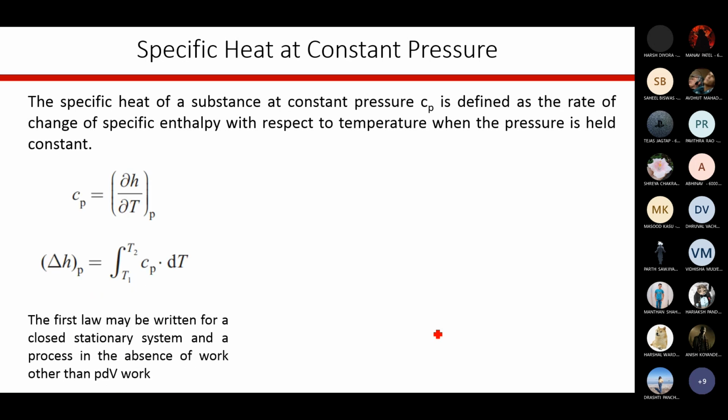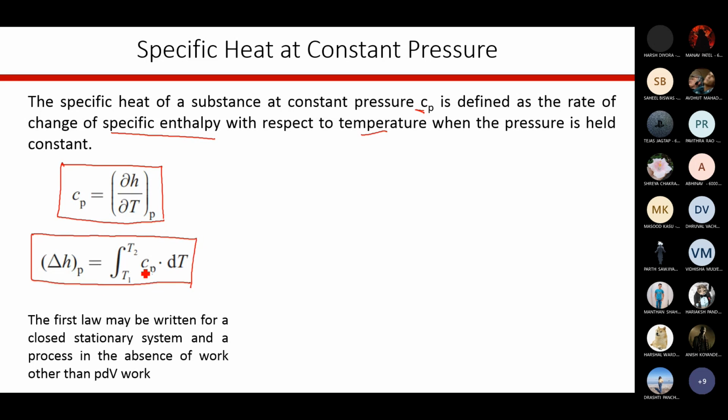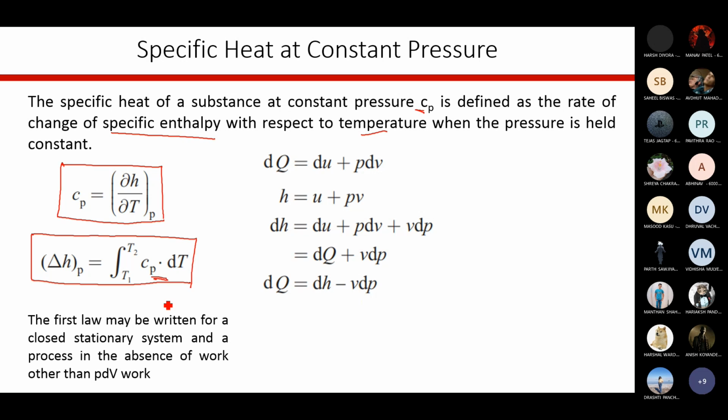Now look at this. The specific heat of a substance at constant pressure, Cp. What is the definition of Cp? It is the rate of change of specific enthalpy. Now you understand why we introduced enthalpy first, because we need it here. It is the rate of change of specific enthalpy with respect to temperature when the pressure is held constant. The mathematical expression is Cp is dou h by dou T at constant P. Now you can integrate this and rewrite the equation: delta h at constant pressure P will be the integral of Cp dT. And for a constant volume process, it was delta u at constant V is the integral of Cv dT. Go back and check one or two slides back. So the first law may be written for a closed stationary system and a process in the absence of any work apart from PdV work. You know this.